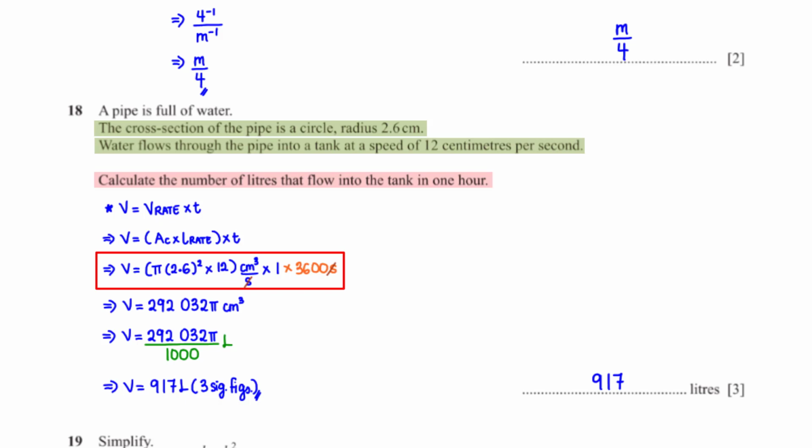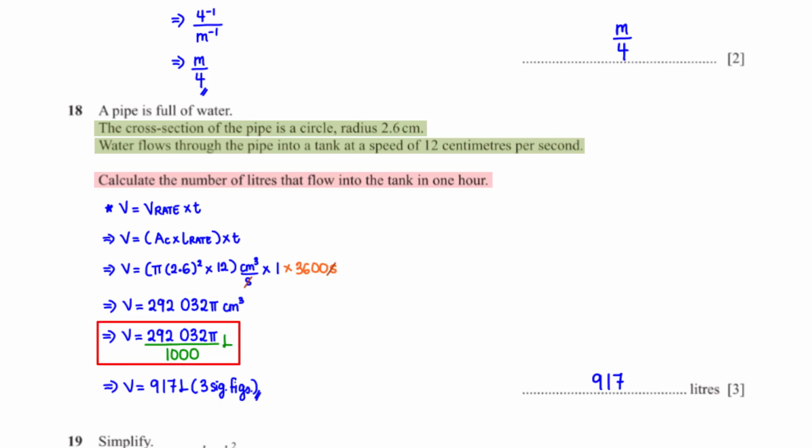When we type this into the calculator, this is what we get. To convert this to liters, we divide by 1000. This gives us 917 liters, rounded to 3 significant figures.